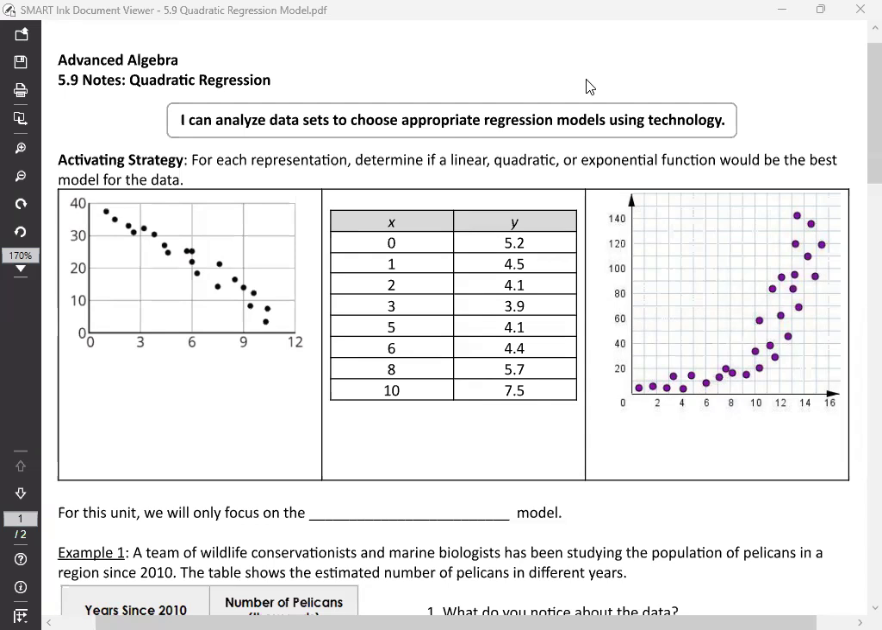So today we're going to talk about how to do quadratic regression. Back in Algebra 1, you would have looked at how to do linear regression. And it's really all done in Desmos. So have Desmos standing by.